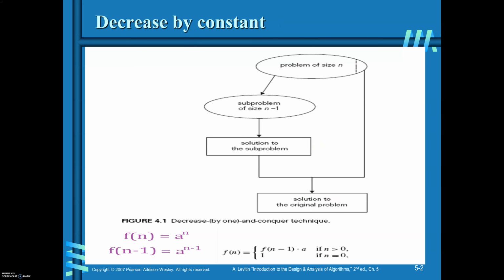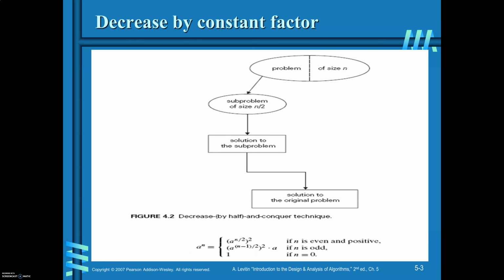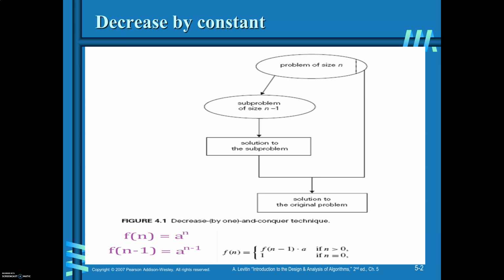The problem can be decreased in three ways. The first one is decrease by constant, the second one is decrease by constant factor, and the next one is variable size decrease. Let me explain what decrease by constant is. You are given a problem of size n. Then reduce the problem to a smaller instance of size n minus 1. Find the solution to the subproblem. Then extend this solution to get the solution for the original problem.